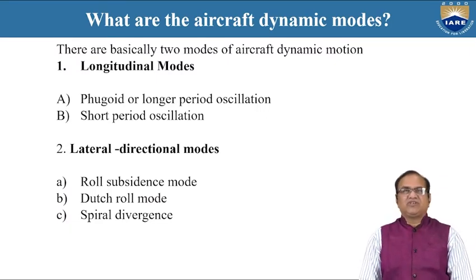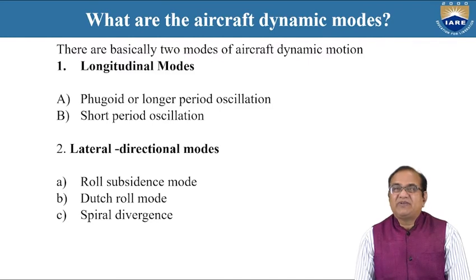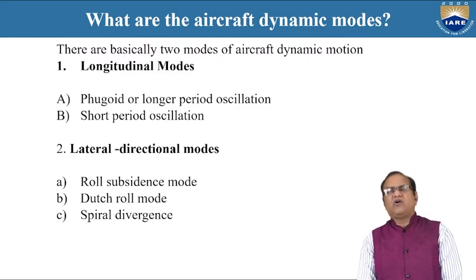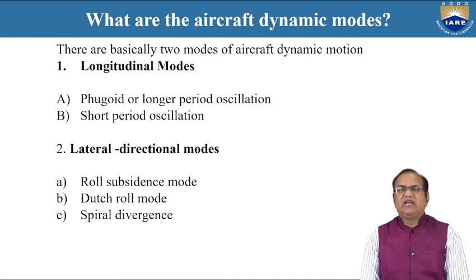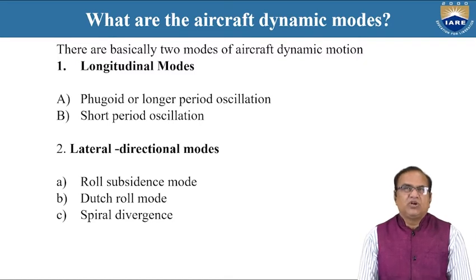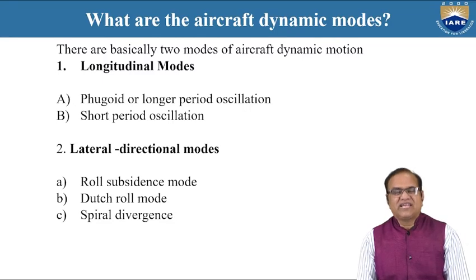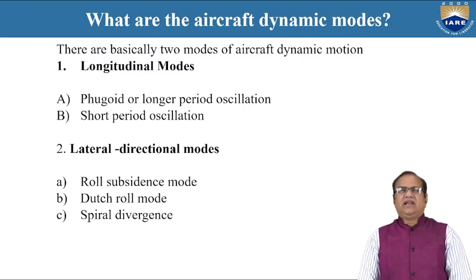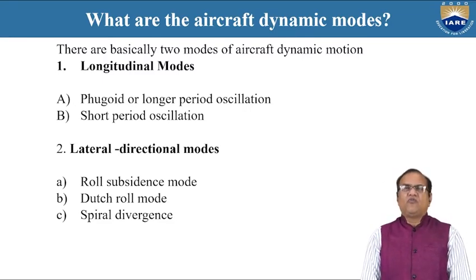Now I am going to the next question. What are the aircraft dynamic modes? So we have learned what dynamic stability is. Dynamic stability means with respect to time, if amplitudes are decreasing, we can say that the aircraft is dynamically stable. In dynamic stability, we have two cases. One is the longitudinal modes and another is the lateral or directional modes. In longitudinal modes, we have the phugoid or long period oscillation, and another is the short period oscillation.